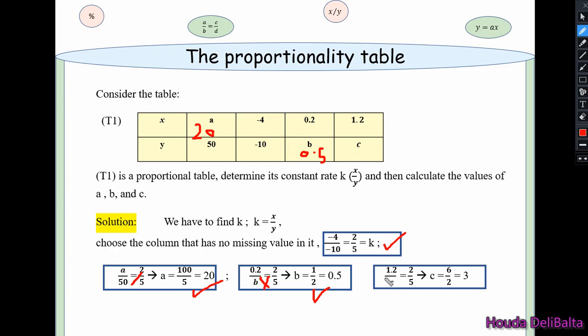Now for C, 1.2 over C equals 2 over 5. Again, we cross multiply. 1.2 times 5 is 6, divided by 2 is 3. So if we divide 1.2 by 3, we'll definitely get 2 over 5. So this is how to solve things related to proportionality tables. We can find missing values if we know that the table is proportional.